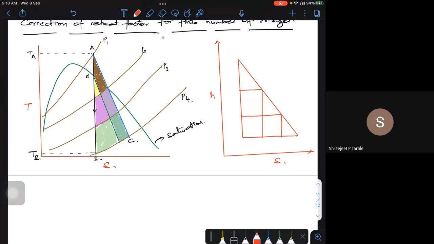In both the cases, whether it is a superheated condition or a dry condition, I am going to have a finite number of stages, assuming a uniform temperature drop in each stage, because I'm going for a constant stage efficiency. Now, I have the pressure lines. This is my P1, this is my P2, this is my P3, and this is my P4. That's where we have the pressures.